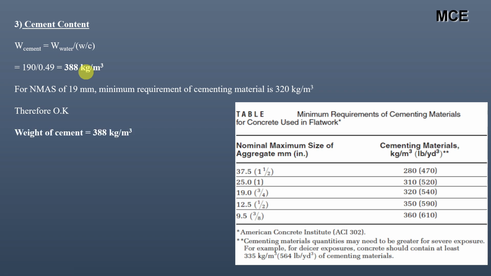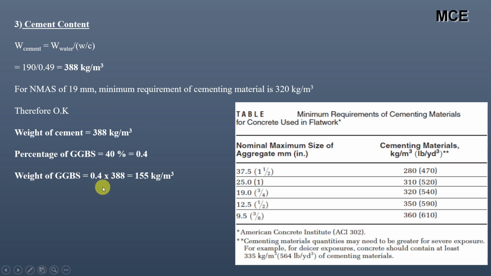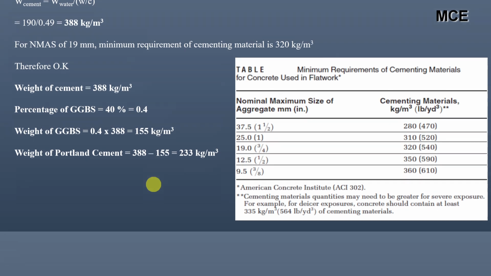Okay, weight of cement is 388 kg per meter cube, but we have to use 40% ground granulated blast furnace slag. So 40% of 388 is 155 kg per meter cube. So weight of ordinary Portland cement required is 388 minus 155, which is 233 kg per meter cube. Okay, so weight of Portland cement is 233 kg per meter cube and weight of GGBS is 155 kg per meter cube. Okay, total is equal to 388 kg per meter cube.